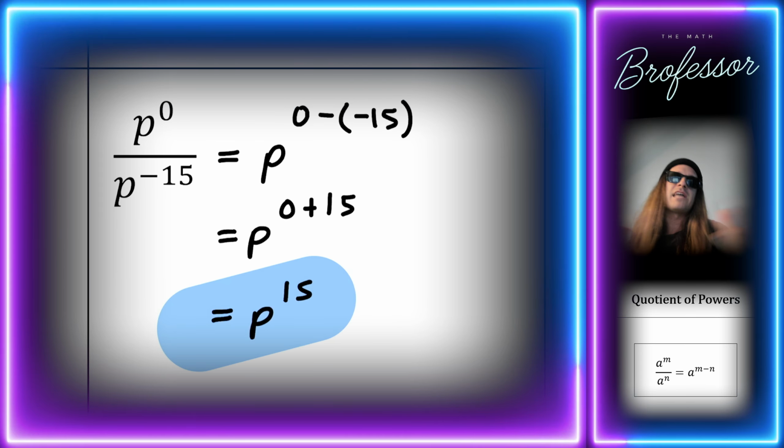So that's how you would do that if you didn't know about the whole 0 exponent equaling 1, and you didn't know how to deal with negative exponents. That's how you could get that done with just the quotient of powers property.